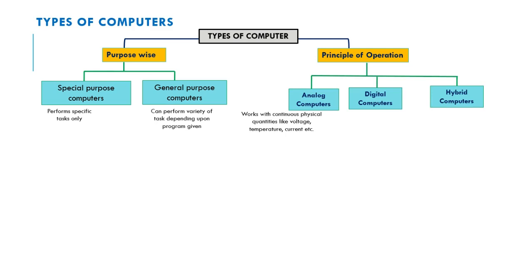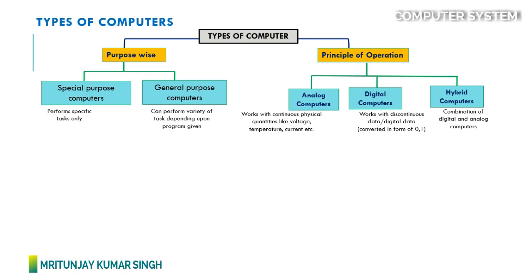Analog computers are those computers that work with continuous physical quantities like voltage, temperature, current, etc. Second, digital computers. Digital computers work with discontinuous data, or digital data converted into the form of 0 and 1. So digital computers work on binary numbers. And the third is hybrid computers. These hybrid computers are a combination of digital as well as analog computers. Among these, we are using the digital computers, and among the purpose-wise computers, we are using the general purpose computer.